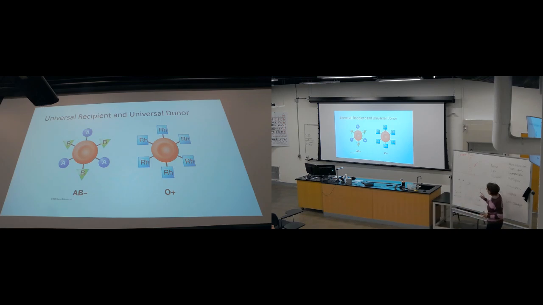Now, in the case of the universal recipient, which will be AB positive, that's wrong in there, AB positive, it will have this, so you will have B, and then it will have Rh. So the person won't have this type of antibodies, won't have this type of antibodies, nor will have this type of antibodies.